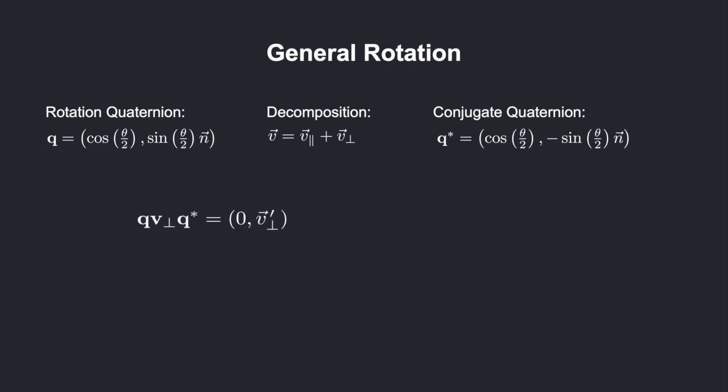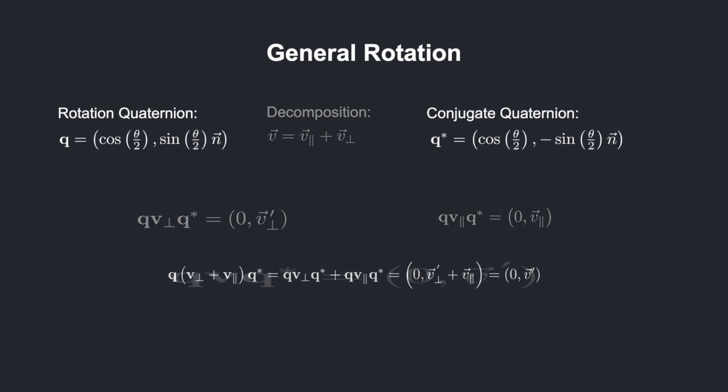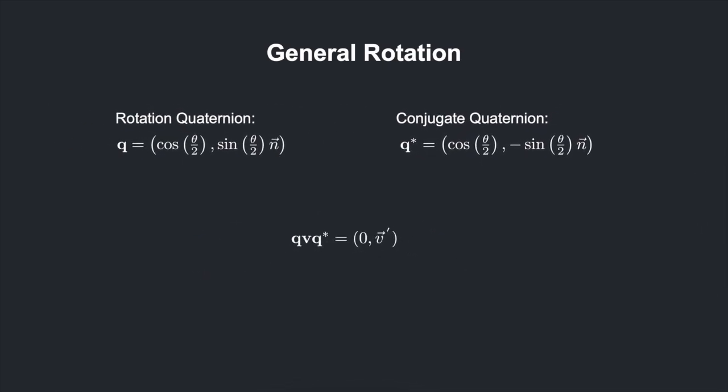For a vector v perp that is perpendicular to n, the product q times v perp times q star results in the orthogonal part of v, rotated by the full angle theta. On the other hand, computing q times v parallel times q star on a parallel vector simply leaves it unchanged. With this, applying this product to v perp plus v parallel, which is just the full vector v, this results in the rotated version of v perp plus v parallel, which is exactly the rotated version of the full vector.